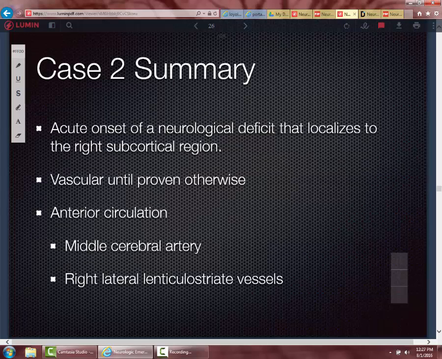So again, follow that same logical sequence. So this is an acute onset of a neurologic deficit that localizes to the right subcortical region, right? He has no aphasia, no apraxia. This is vascular until proven otherwise. And I would say, again, it's more likely to be in the anterior circulation and more likely to be in the subcortical middle cerebral artery, the right lateral lenticulostriate vessels.